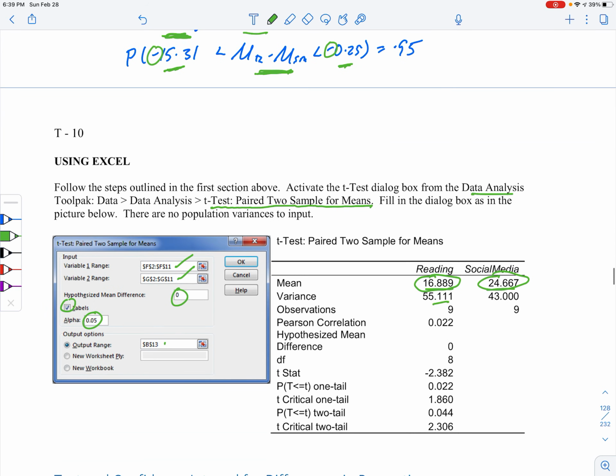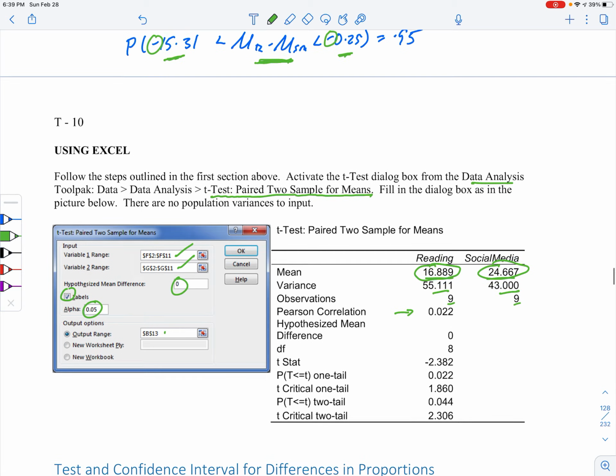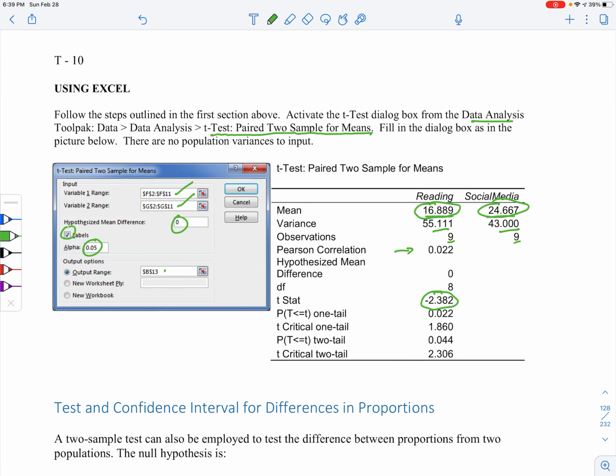All right. And then we've got the variances. These are just S squared. The observations, of course, is 9. Pearson correlation is interesting. We'll talk about that later in Unit C, which is the next unit. And here's your T statistic, minus 2.38, which we calculated. We determined that the critical value was plus or minus 2.306, and so we end up rejecting H0. Of course, if we were to do this using a p-value approach, here's your 4%, which is less than an alpha of 5%, so therefore we would reject H0.